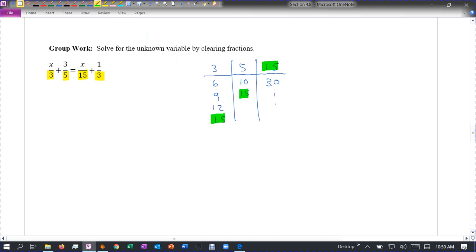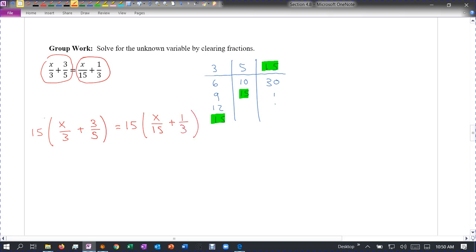So I'm going to multiply 15 times the left side, and notice on the left side I have 2 terms, right? So I need parentheses: x over 3 plus 3 over 5 equals, and then I also have 2 terms on the right hand side, so I'm going to have to do 15 and then parentheses, x over 15 plus 1 over 3. And now I distribute through. So I'm going to start trusting that you could do this. This is really 15 over 1. Let me just write it there. 15 over 1.